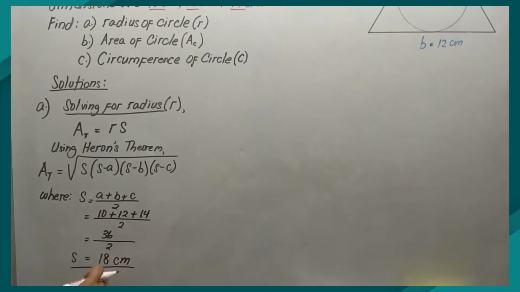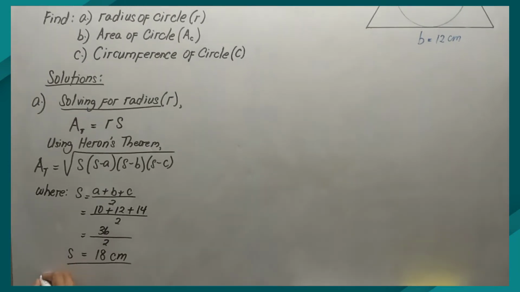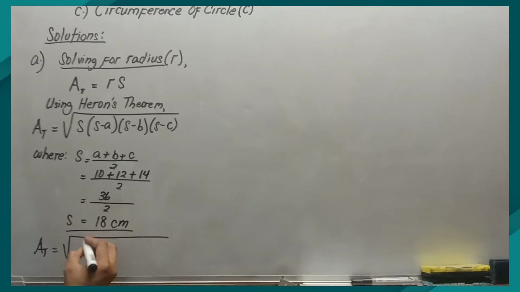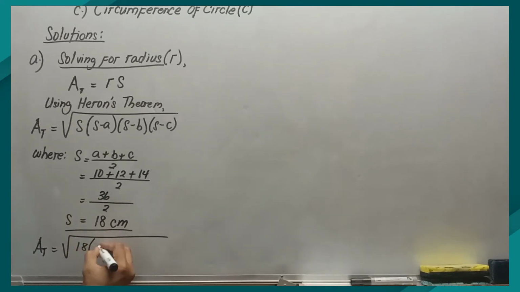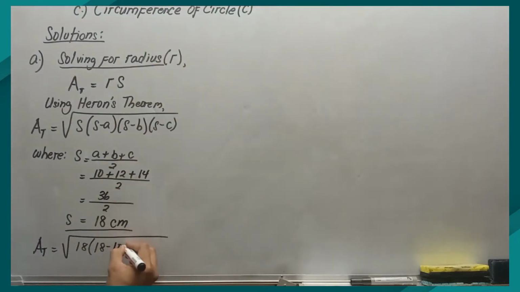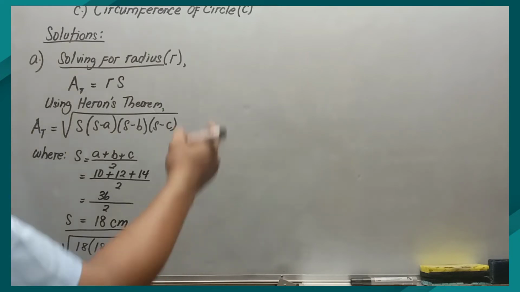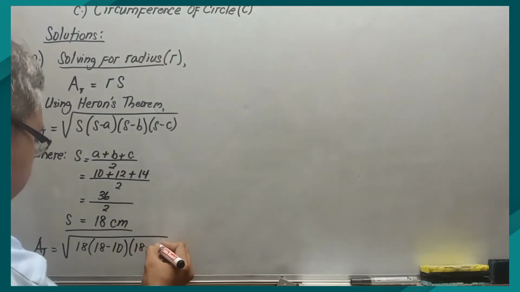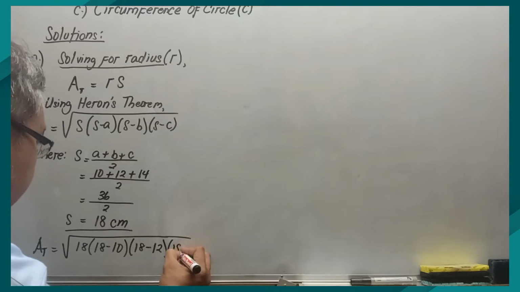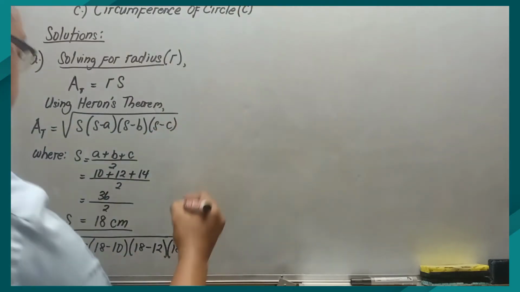Now substitute this value into the equation. The area of the triangle is equal to the square root of S, 18, times S minus A. How much is A? 10 centimeters, times S minus B. 18 minus B, how much is B? 12, times S minus C. How much is C? 14.